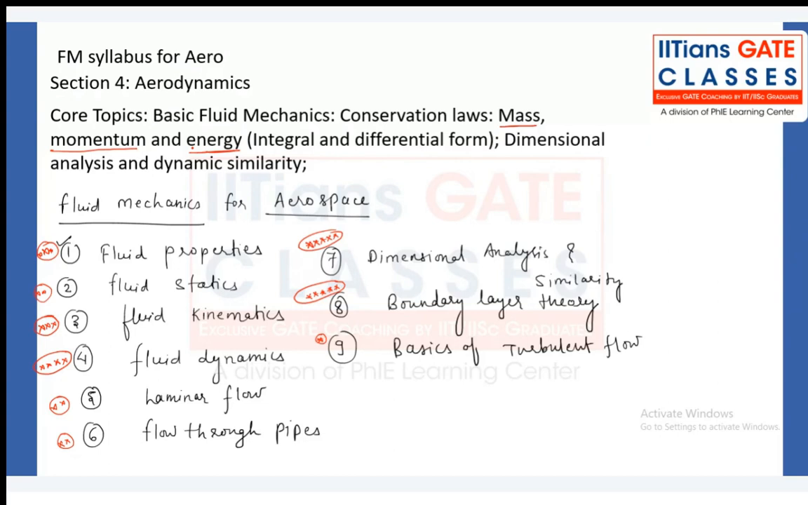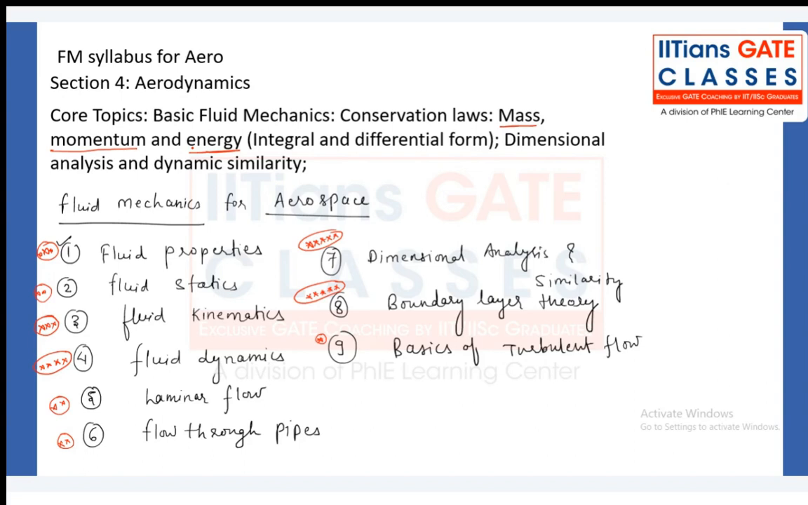So what I have done, I have categorized your basic fluid mechanics into 9 chapters. So please note down one by one. Chapter number 1 is fluid properties. Chapter number 2 is fluid statics. Chapter 3 is fluid kinematics. Chapter 4 is fluid dynamics. Then we have laminar flow. Then we have flow through pipes. Chapter 7 is dimensional analysis and similarity. That is what they have mentioned in your syllabus also. Chapter 8 is the boundary layer theory. Chapter 9 is the basics of turbulent flow.